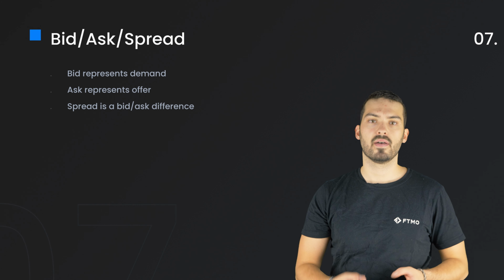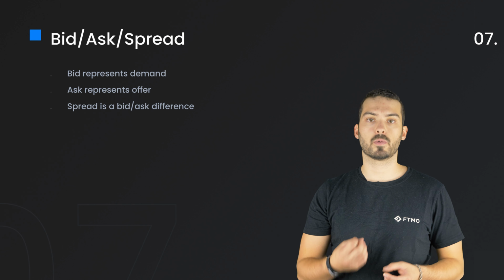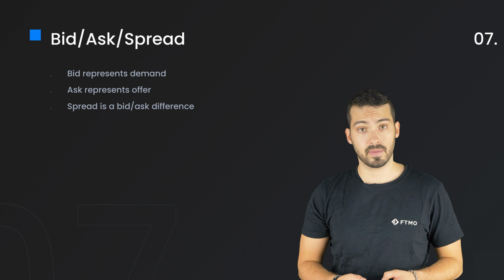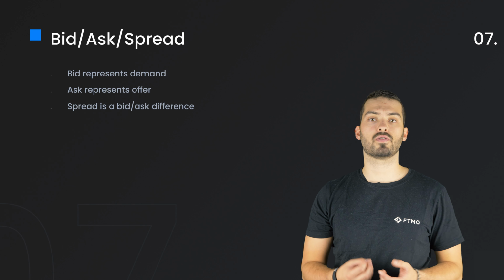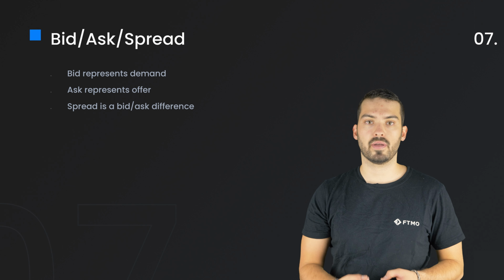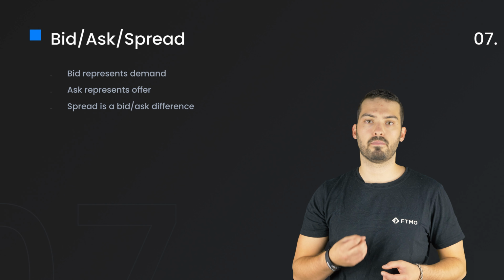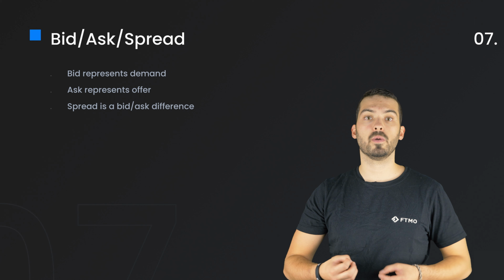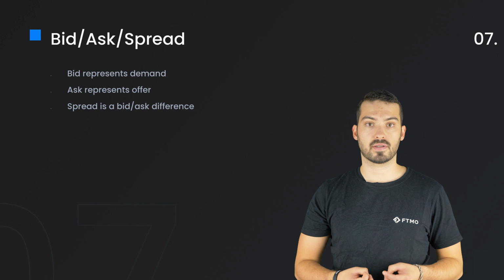The bid represents the price of demand. In other words, it is the price for which the contract can be sold at a given moment. Ask represents the price of the offer, the best price at which the contract can be purchased at the moment. A retail trader therefore always gets a less advantageous price.